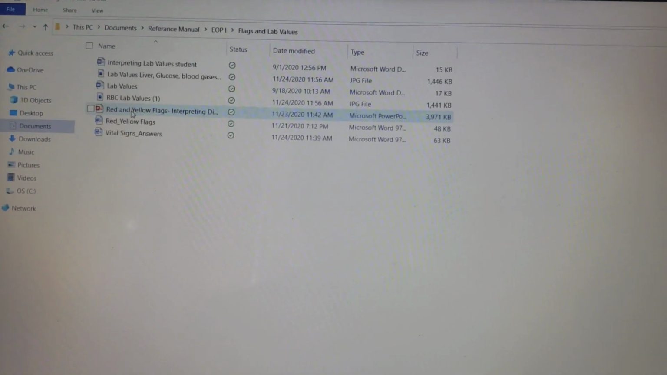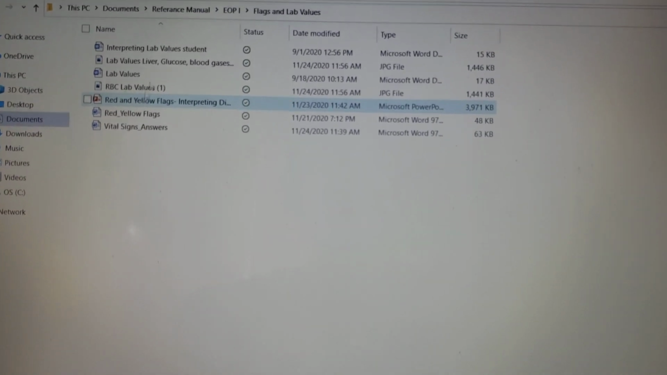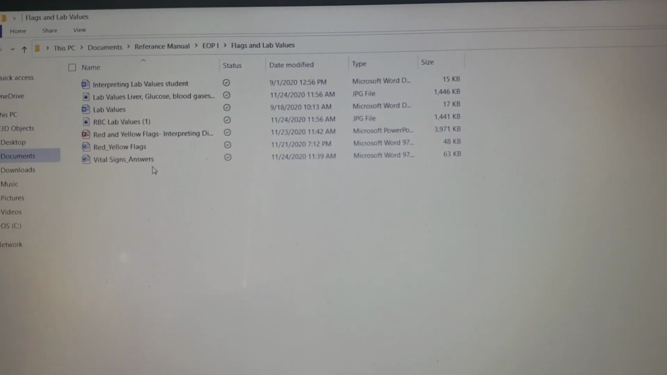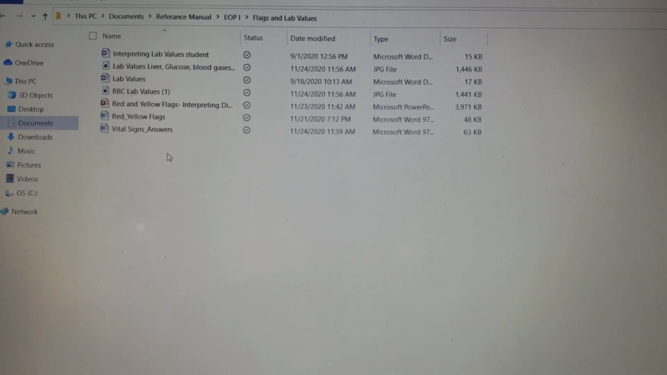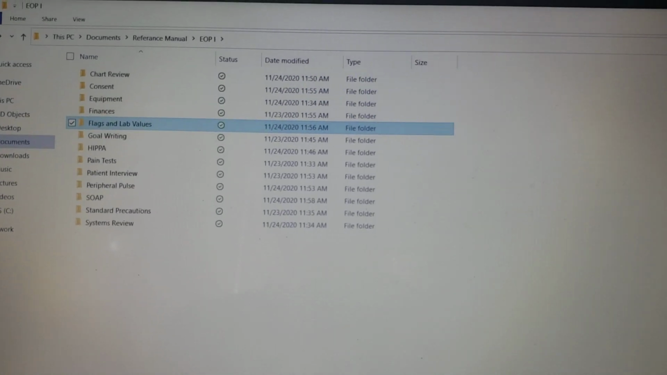Then I have a flag and lab value file. I felt like these two went together well. So I have interpreting lab value student, the lab value liver glucose and blood gases, lab values, RBC lab value, red and yellow flag interpreting diagnostics, the red and yellow flag document, as well as the vital sign answer sheet.